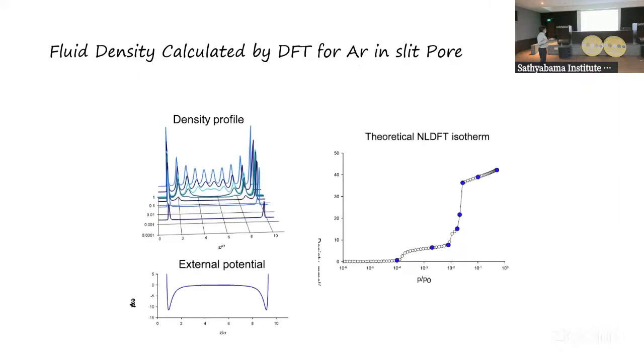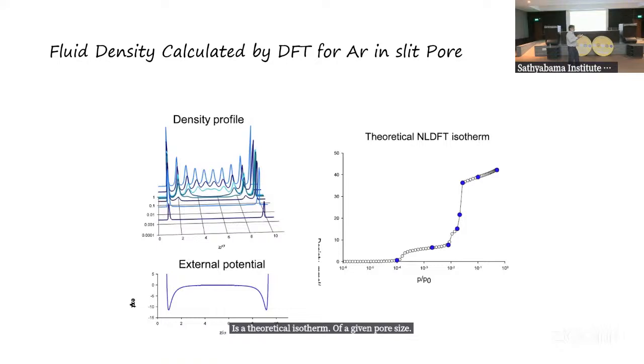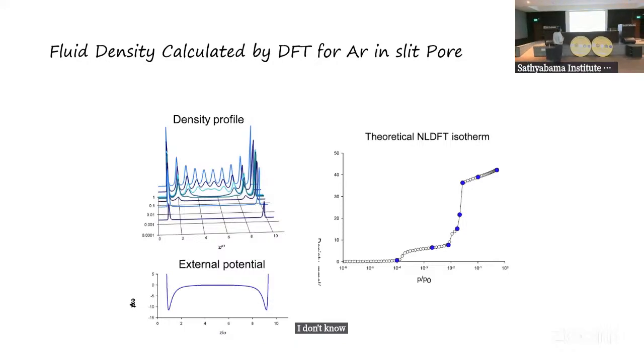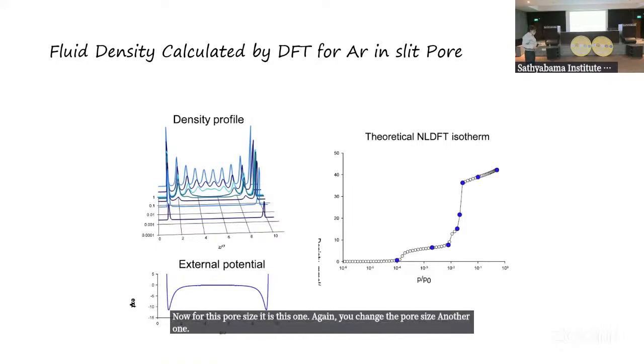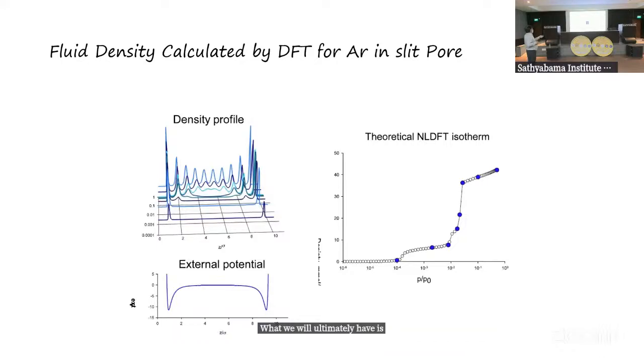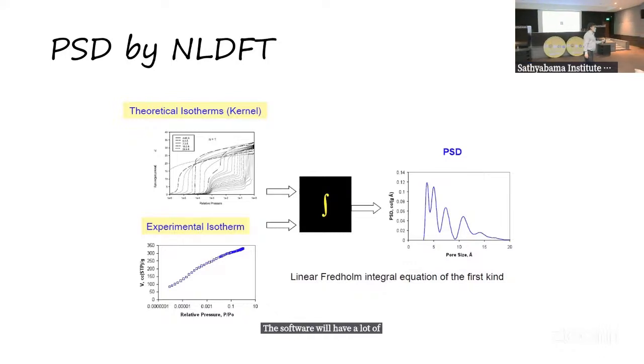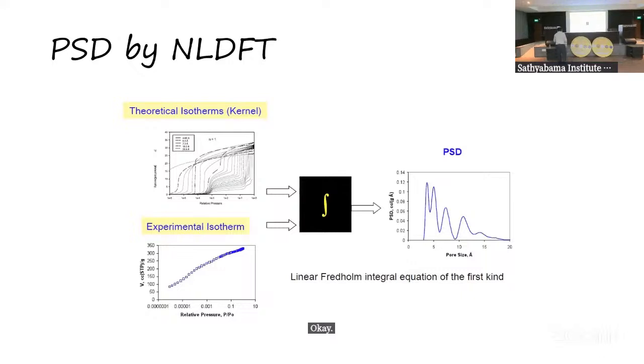The one here is a theoretical isotherm of a given pore size. If this is the pore size, then your isotherm is like this for argon on a slit pore. I don't know the material here. That's not mentioned. Now, for this pore size, it is this one. Again, different. You change the pore size, have another one. What you will ultimately have is this type of thing: different pore sizes, different isotherms. These theoretical isotherms are known as kernel. The software will have a lot of such kernels already stored. Your experimental isotherm is this one.